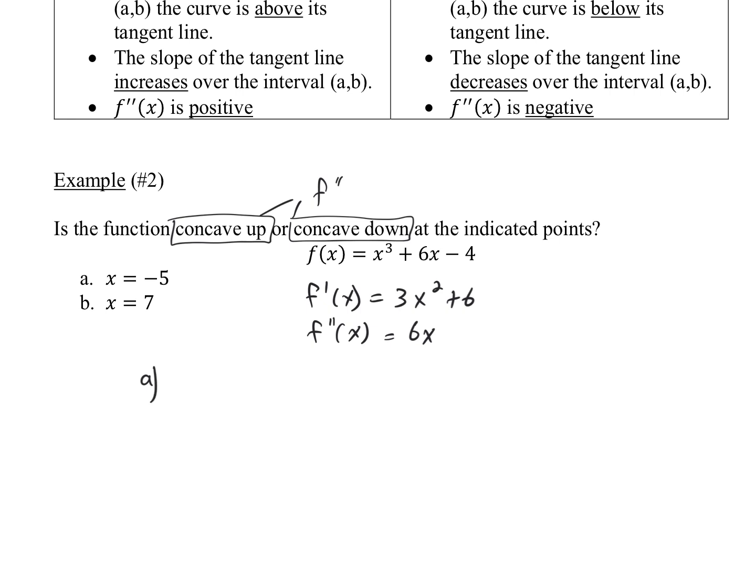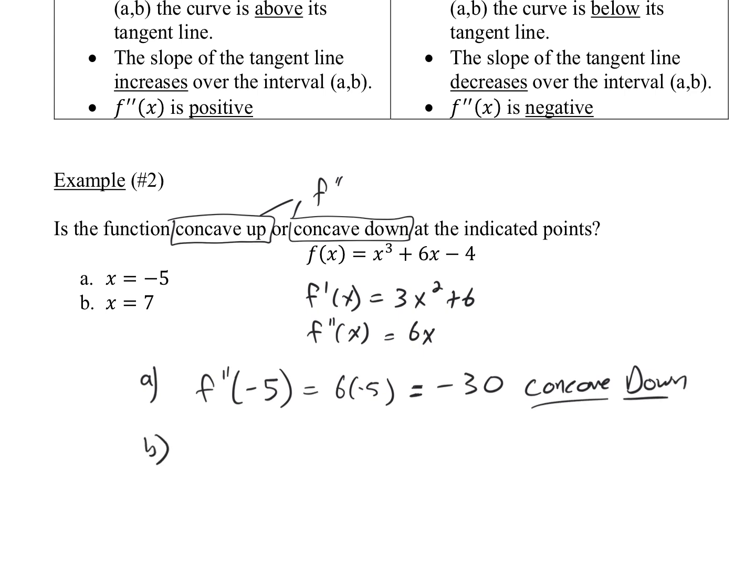Then, to answer part A, is the function concave up or concave down at -5? We need to evaluate what our second derivative is at -5. So 6 times -5 is -30. Then we can answer it. A negative number is going to be concave down. A positive number is going to be concave up. So this is concave down.